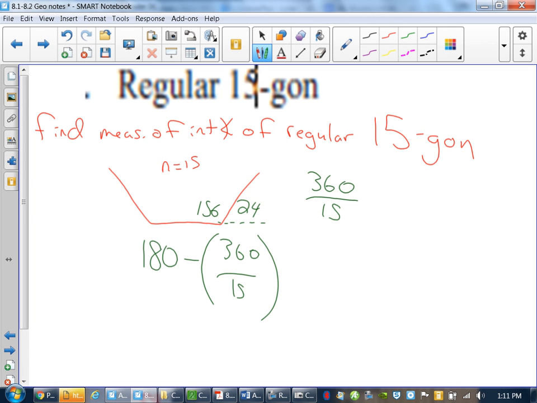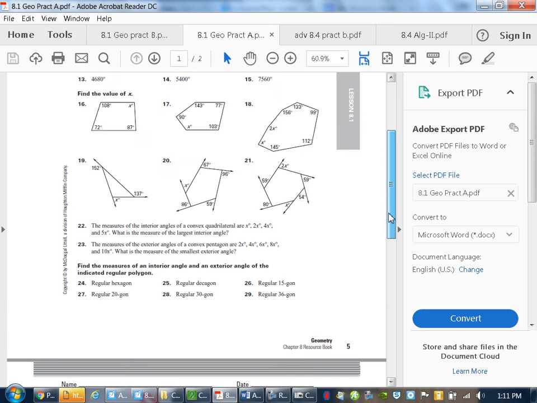Not terrible? Okay. Well, switch it up then a little bit.